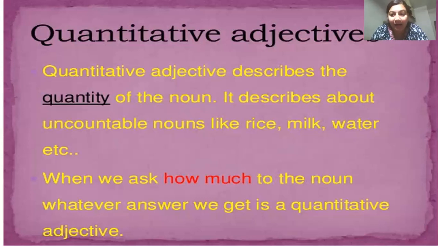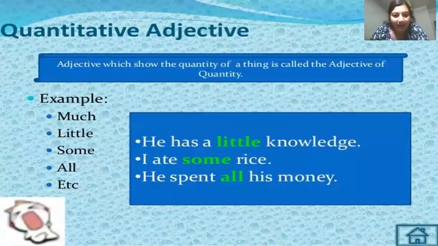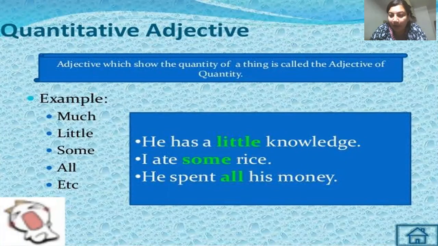Again, if you want to identify, if you want to pick out a quantitative adjective from the given sentence, we need to ask question how much. जिस भी noun के बारे में बात हो रही है उसके related we need to ask question how much. For example, how much rice? Then whatever answer will come, some, little, then that word would be the part of quantitative adjective. Again, what are the words that are the part of quantitative adjective are much, little, some, all, etc.